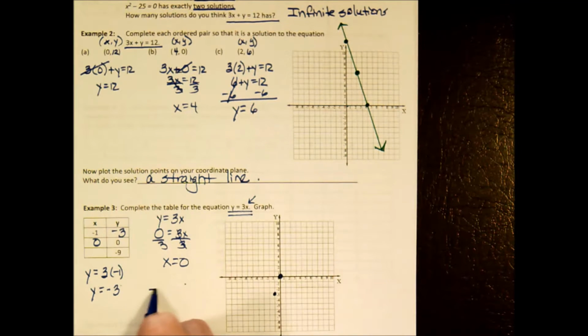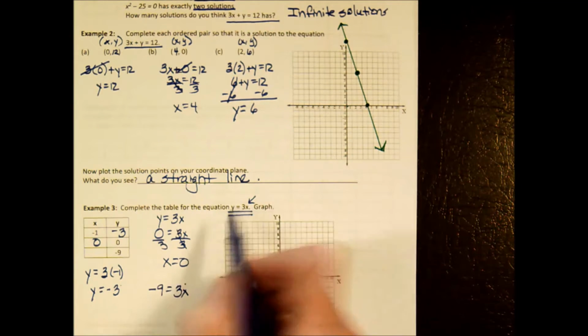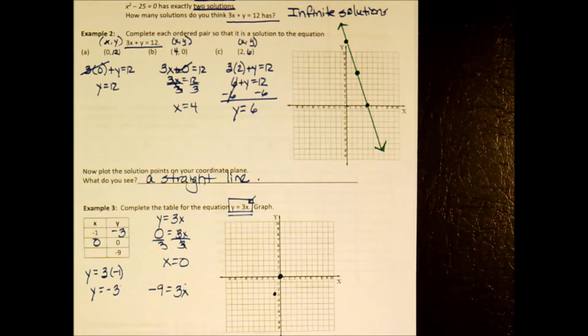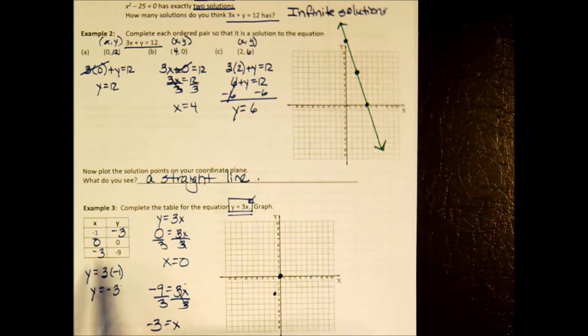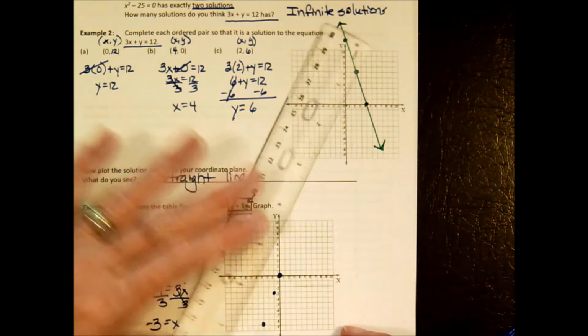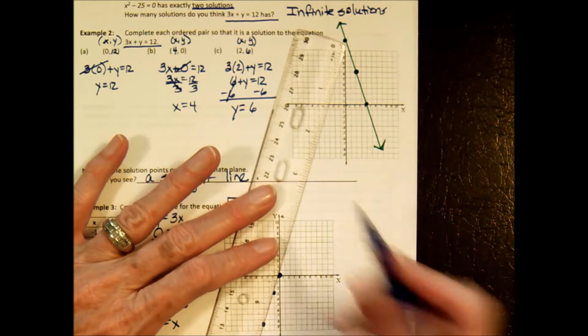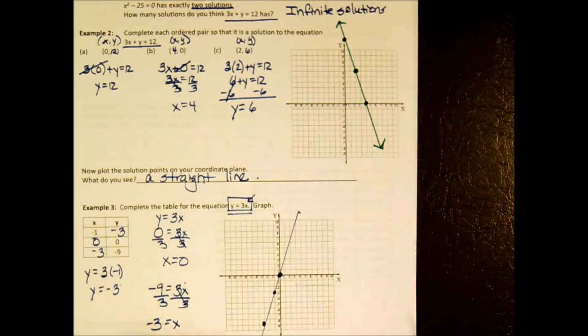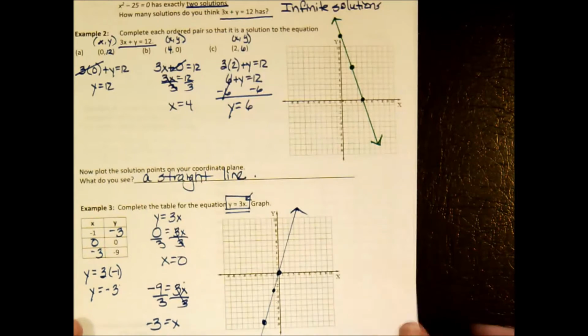So -9 equals 3x. Remember, every single time I'm going back to that equation. I solve that by dividing by 3, and I get x equals -3. So I have the point -3, -9. Once again, if I take the 3 points that I plotted and I connect them, I have now graphed not only my solutions, but I have graphed the equation. That's the language that we use. We have graphed that equation.